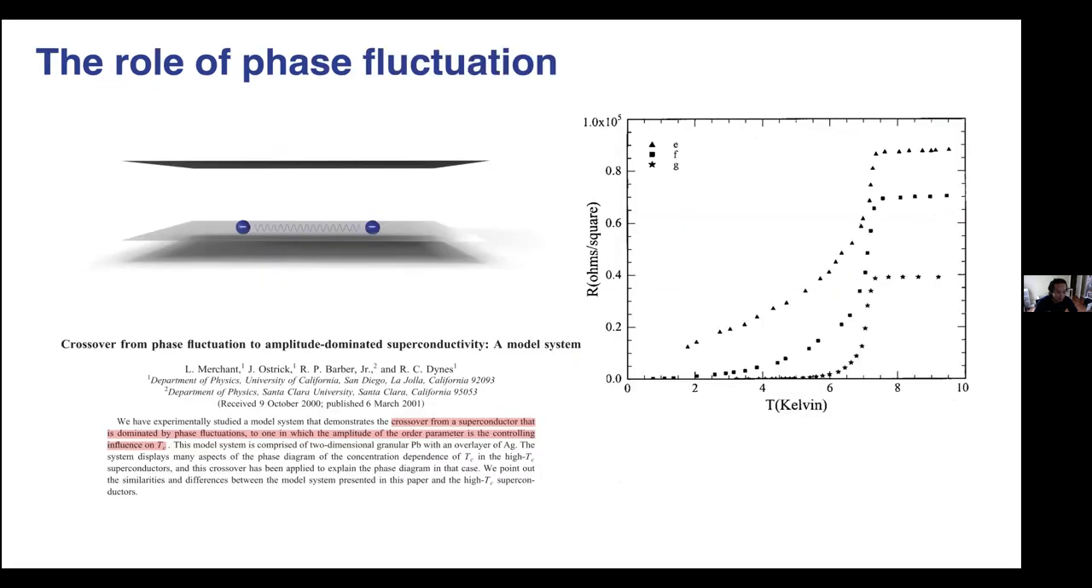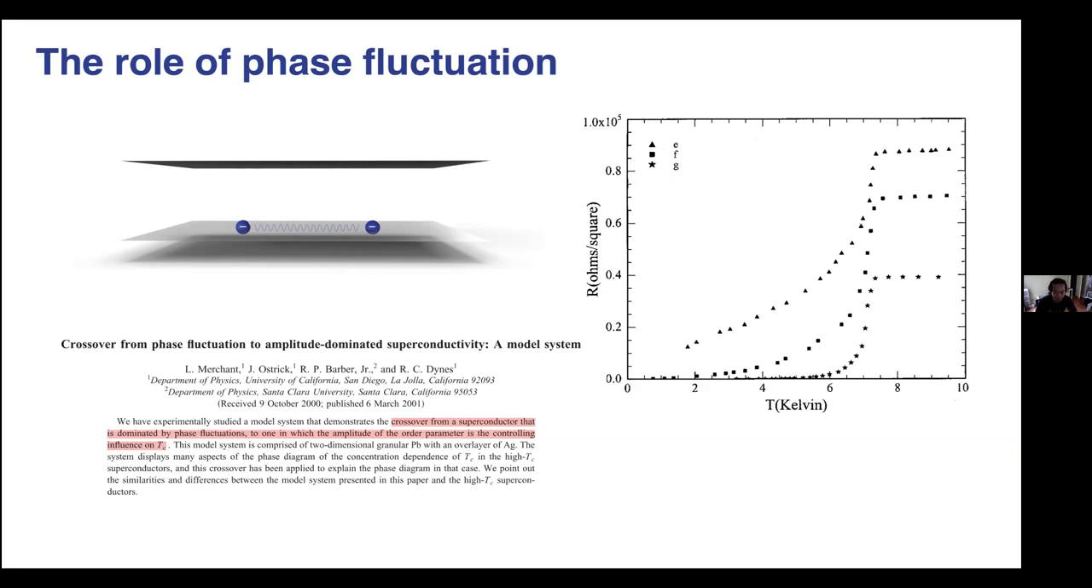And then the role of phase fluctuation. Since phase fluctuation plays a big role in 2D superconductivity, it has been realized that the behavior of superconductivity can be influenced by a nearby metal layer simply by suppressing the phase fluctuation in the 2D superconductor. This is demonstrated by the previous work shown here, where they use a granular film of lead covered with a thin film of silver. As the silver becomes thicker and more conductive, it's very clear that the phase fluctuation at low temperature gets suppressed. That goes from the triangle to square to star. However, the mean field transition temperature is constant, because suppressing phase fluctuation does not have any significant influence on the Cooper pairing itself.